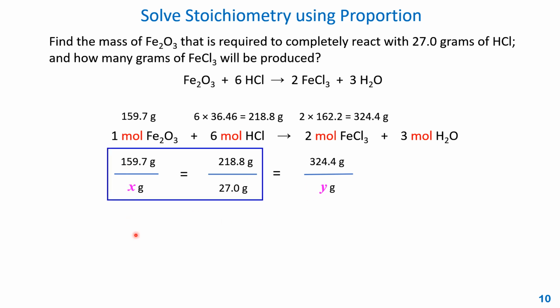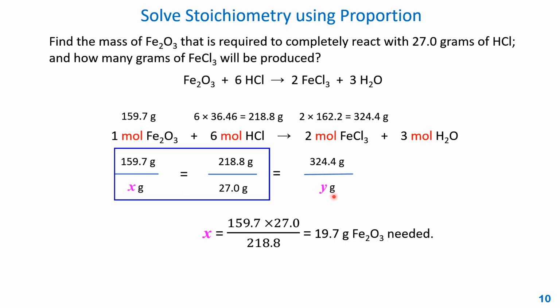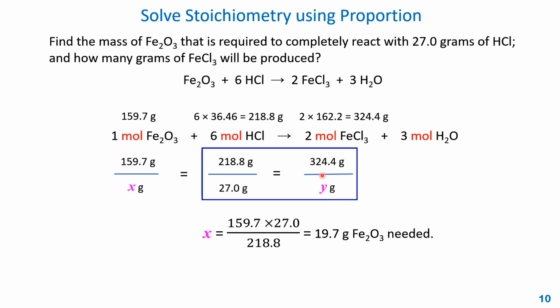First, solve for x. X equals cross multiplication divided by this number, so that gives you 19.7 grams. That's iron(III) oxide, X is iron(III) oxide. To solve for y, another proportion, y equals 27 cross multiplied with 324.4 and then divided by 218.8. That gives you 40 grams of the iron(III) chloride produced.